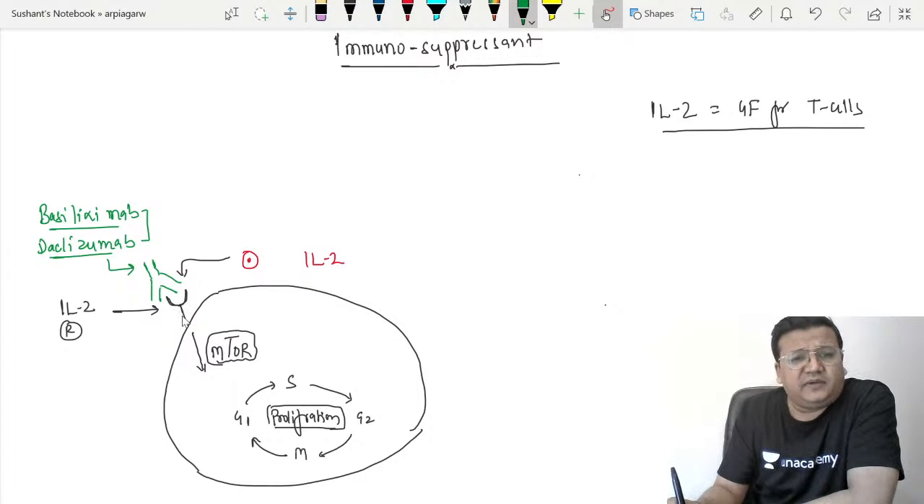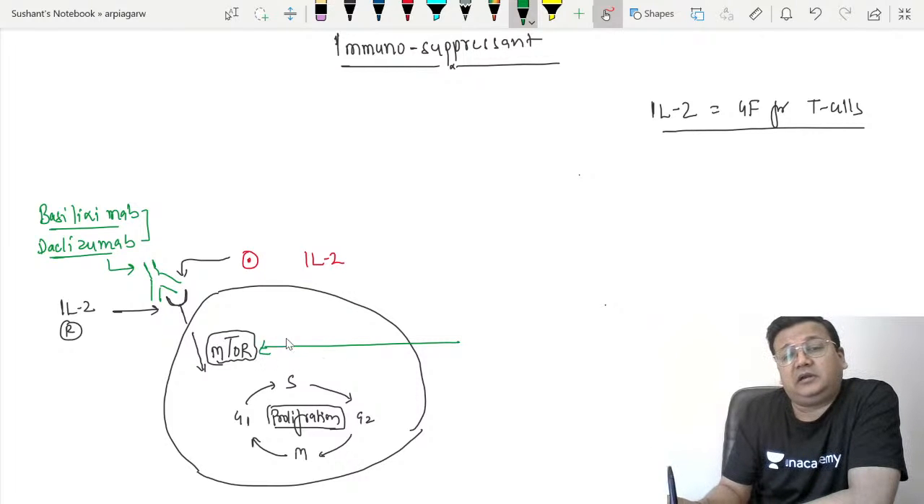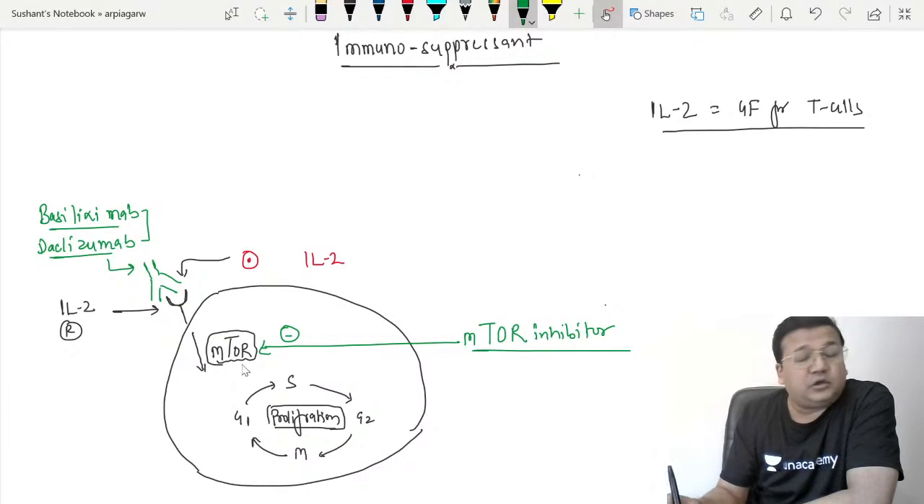Second, when this receptor is stimulated by interleukin 2, a signal is sent to the T cell to proliferate, but an mTOR protein is involved. We can inhibit this particular protein by giving mammalian target of rapamycin inhibitors, mTOR inhibitors. We can block the signaling caused by interleukin 2 by giving mTOR inhibitors.